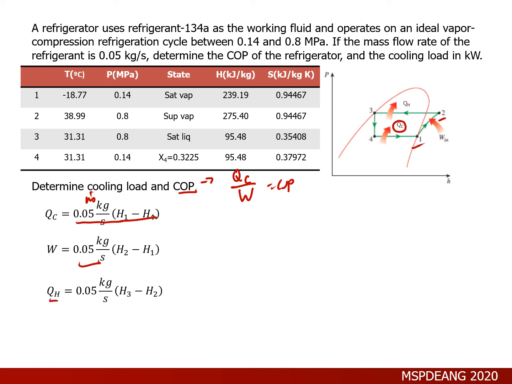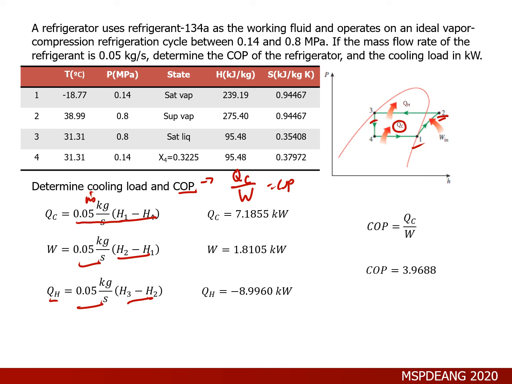And last, the heat rejection, QH, is equal to H3 minus H2 times the mass flow rate again. So from this, you can now calculate QC, W, and QH. Okay. So again, QC and W are positive, QH is negative, and you can now calculate the COP, which is 3.9688.